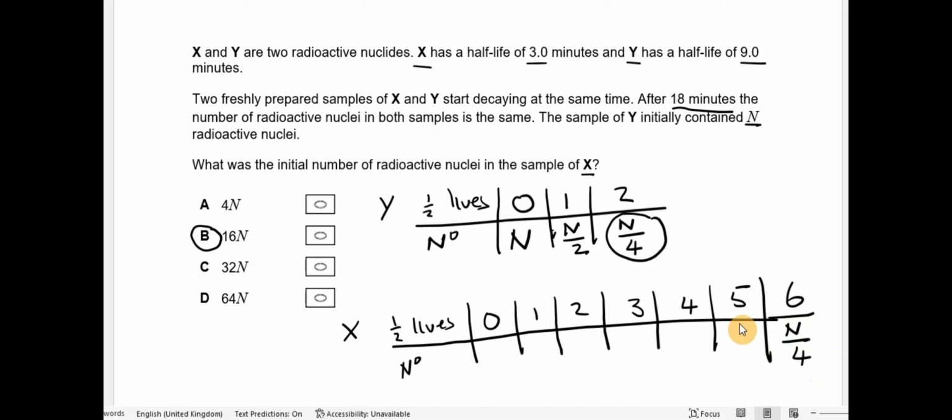Well, after 5 half-lives, that number is going to be double the amount, which is N over 2. After 4, it's going to double again, and double again, and double again, and double again, and double again. And I'm doubling, of course, because I'm going back in time. If I was going forward in time, I'd be halving each time. But I'm going back in time because I want to find out the initial number of nuclei that X contains, and that's 16N.